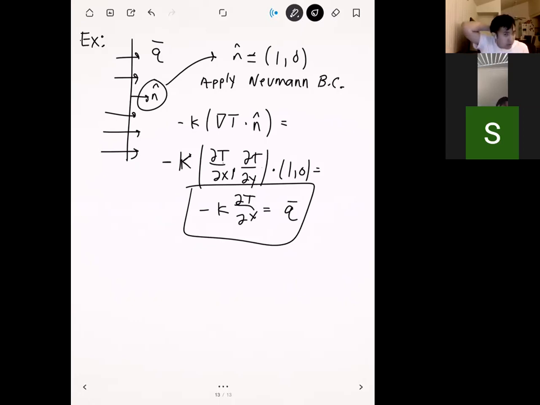Since our heat flux here is only in the x direction, we only use the x component of the temperature gradient when evaluating the Neumann boundary condition. That dot product is really important because it tells us that we only take the component that goes out of our domain. In this case, the y direction is parallel to our boundary, and we don't care about it because it's not crossing our boundary itself. Any questions on this?